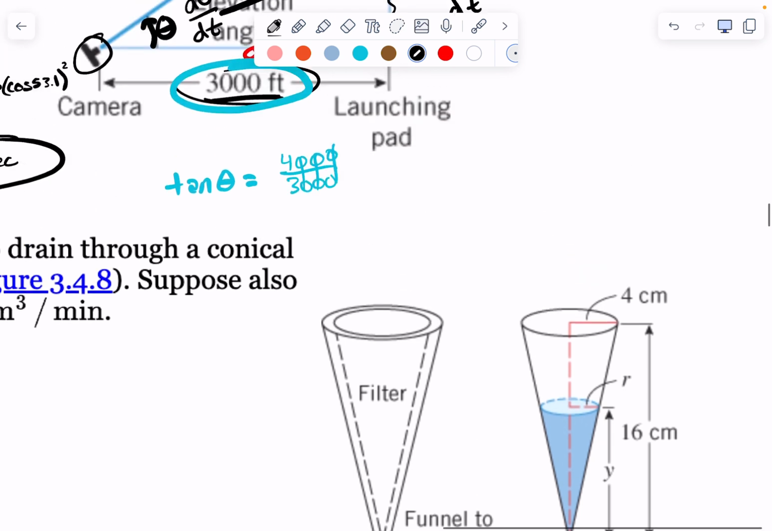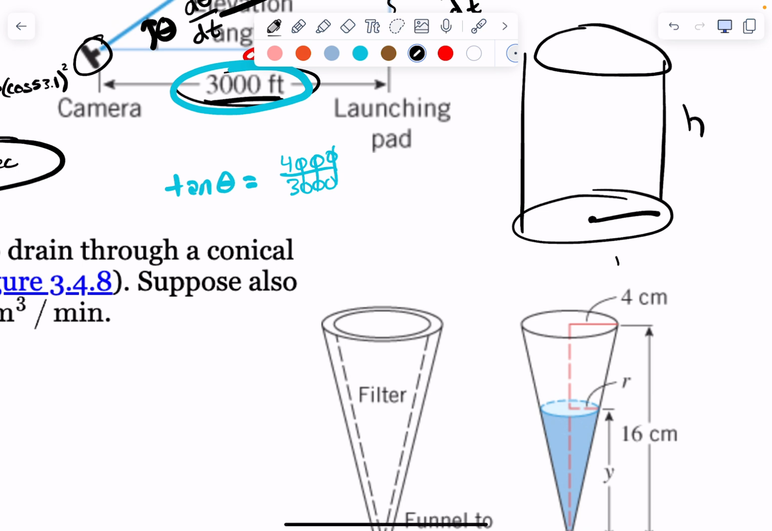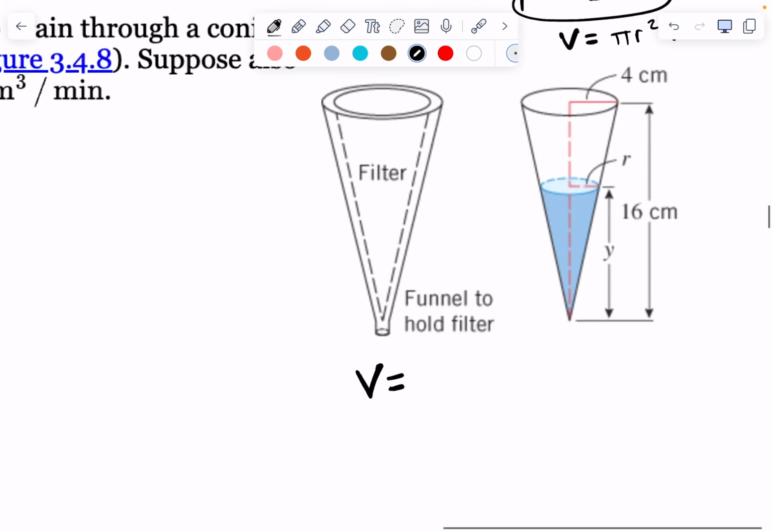Here you go. Here's what volume of a cone is. Volume of a cylinder, right? Volume is the area of the base times the height, right? So if this is height and the area of the base is a circle, right? Pi r squared is the area of the circle times the height. So this is the volume of a cylinder: pi r squared h, okay? Volume of a cone is 1/3 of that, 1/3 pi r squared h.